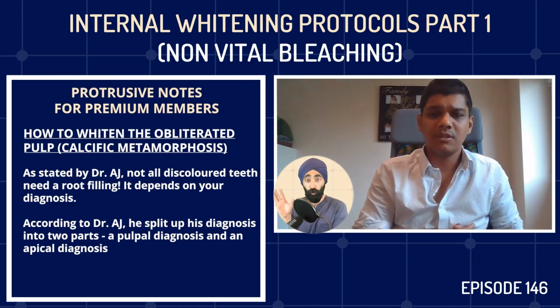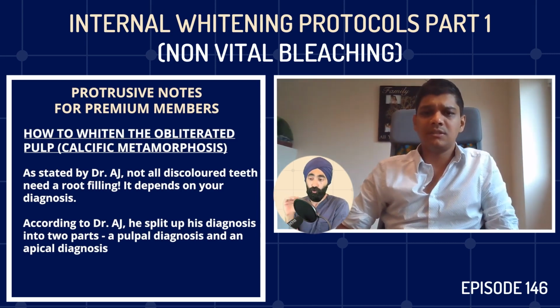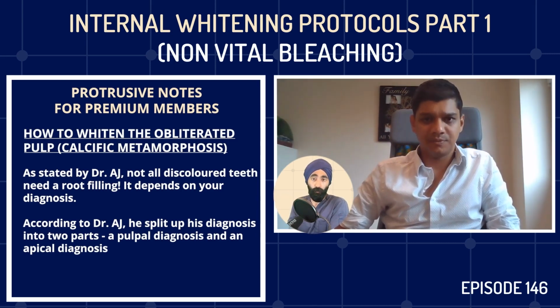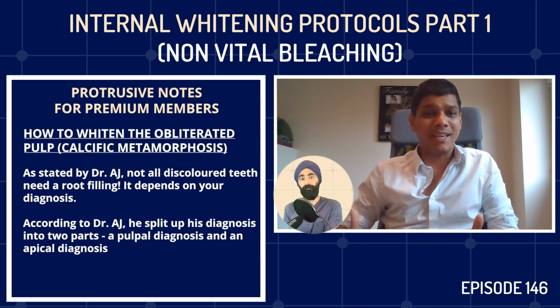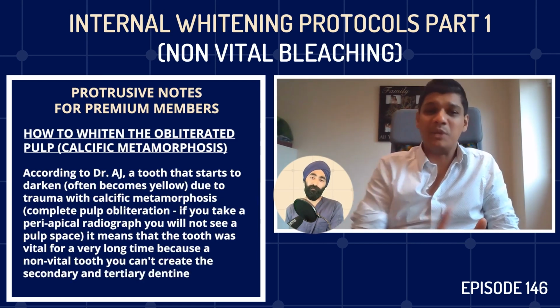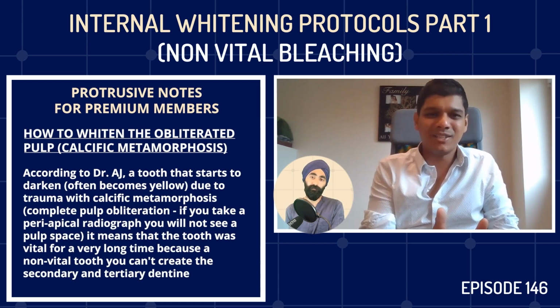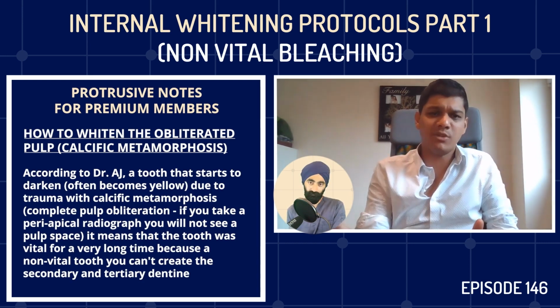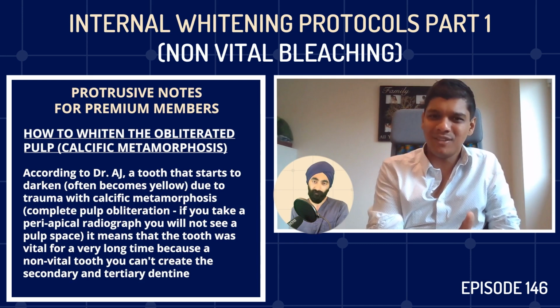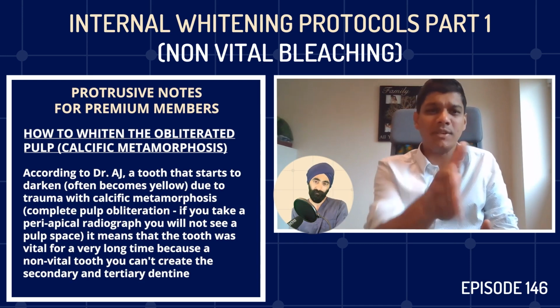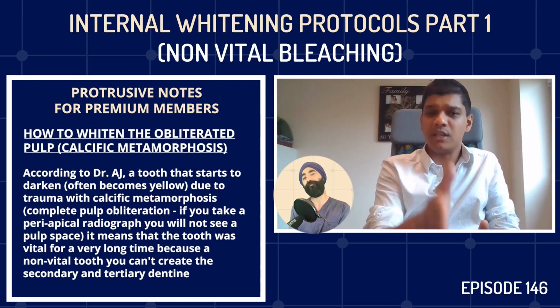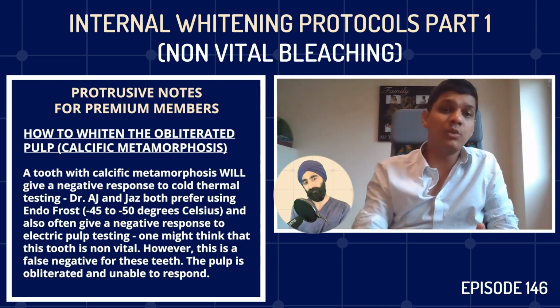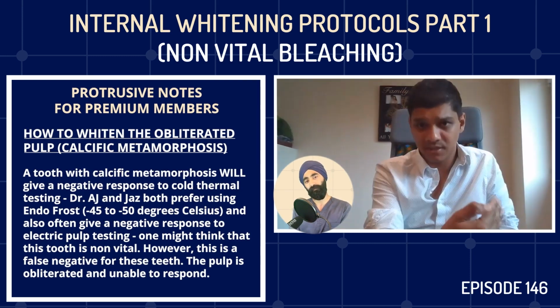So just for students, you take this radiograph and you do not see a pulp. You don't see that radiolucent line going across. It's all dentine. Fine. So that to me means that tooth is, or certainly was for a very long time, vital, because you can't create the secondary and tertiary dentine in a non-vital tooth, right? So does that make sense? Mm-hmm. So actually what you're almost certainly looking at is a vital tooth, or certainly a tooth which was vital for some time. That tooth will still give a negative response to cold thermal testing.